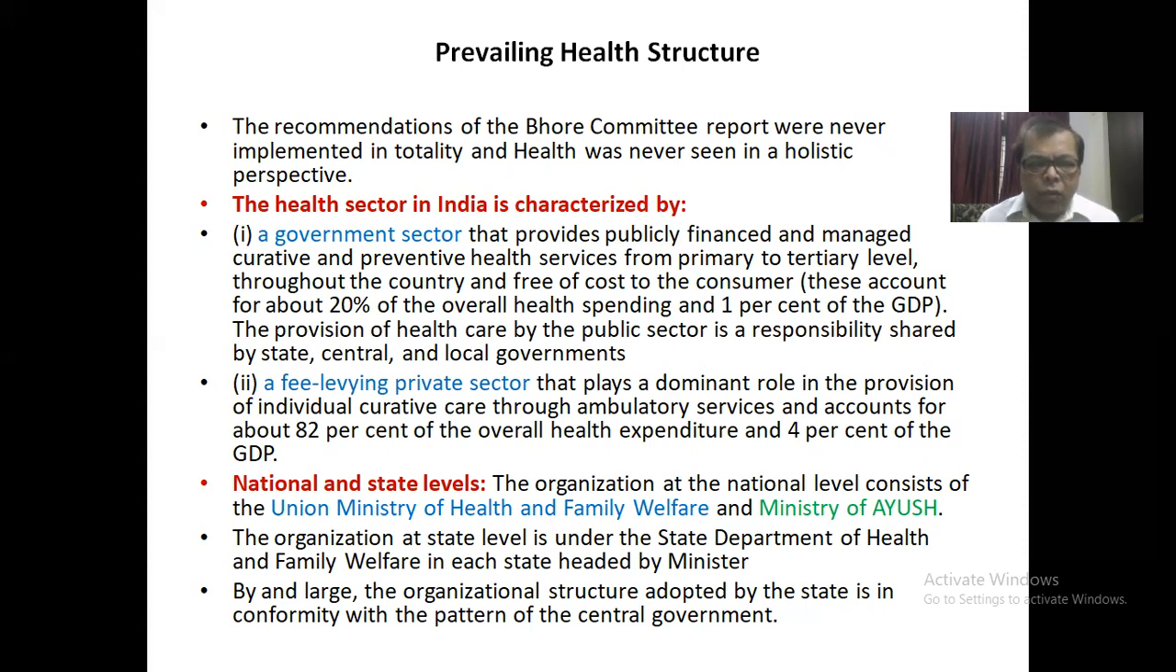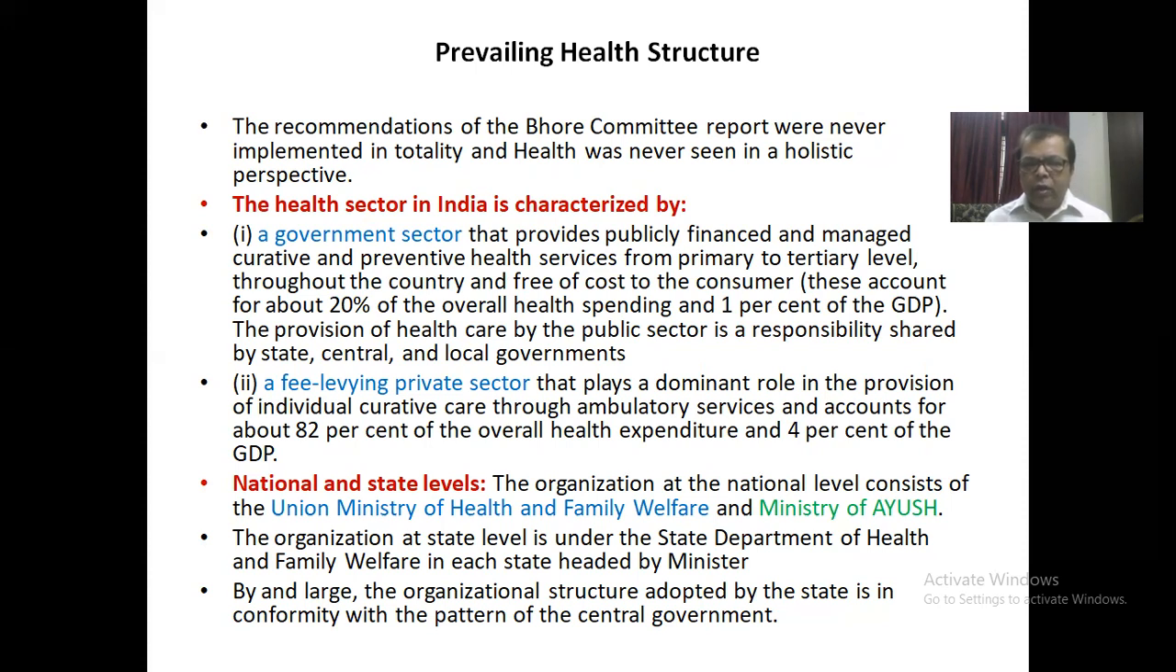If the health structure is there, we need to understand that also. So the health sector in India is characterized by primarily two things, the government sector and the private sector. Now, as we have discussed in the previous lecture, sometimes people think that public health means actually the government health structure only. No, it is not like this. Public health takes into consideration both the government as well as private health structure, but it does not confine itself to health structure. It goes beyond this health structure or healthcare structure.